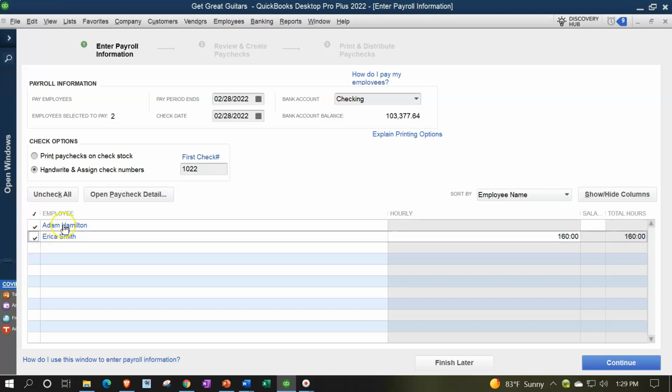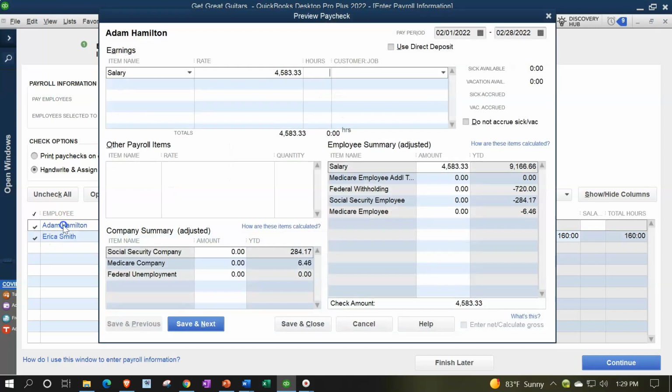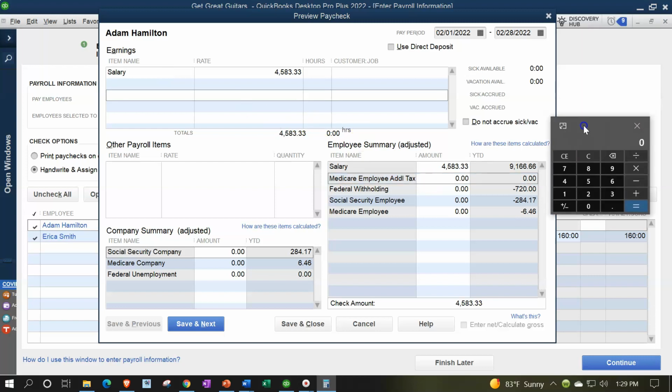I'm going to go into the Adam Hamilton, which we set up as a salaried employee. So we've got the salaried employee calculating up top, but the withholdings down here are not populated. So let's calculate those. Now I'm just going to estimate the withholdings for the purposes of the practice problem. I'm not going to get into the added tax here for Medicare. I'm just going to calculate the Medicare down below. So I've got the federal withholdings.